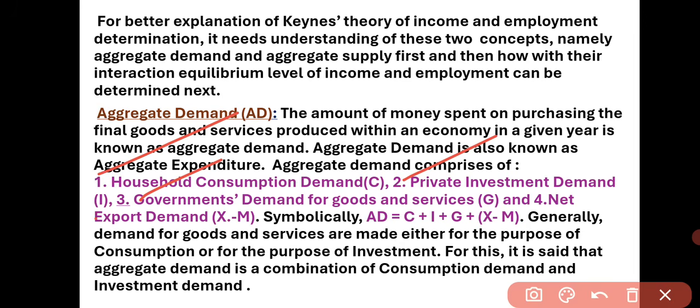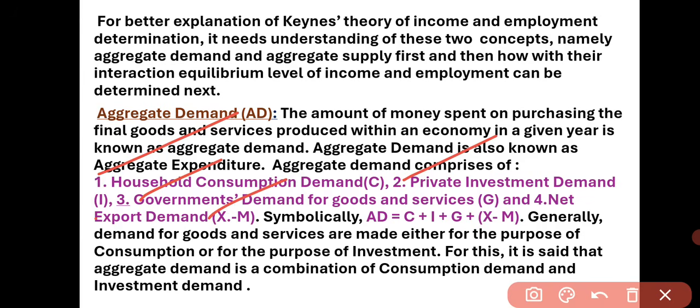And number four is net export demand. What we demand from other countries, what we import, and what other countries demand from us, that is known as net export demand. This excess demand by foreign countries is also a part of aggregate demand. Net export demand is symbolized as X minus M, right?